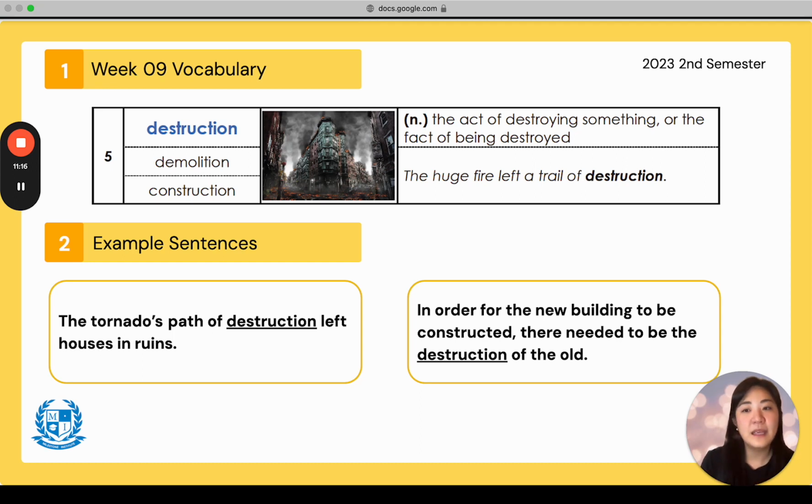Okay? Example 2 says, in order for the new building to be constructed, there needed to be the destruction of the old. So in order to have the big building come up, we needed to demolish, and there needed to be destruction of the old ones that were already there. Everyone say destruction.